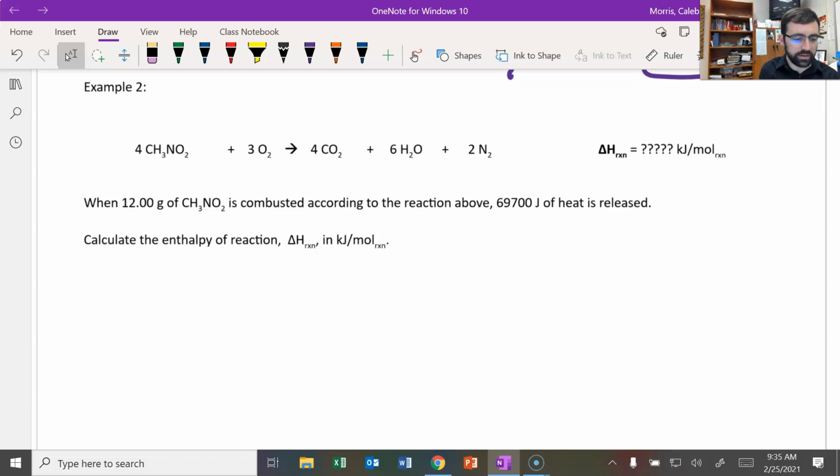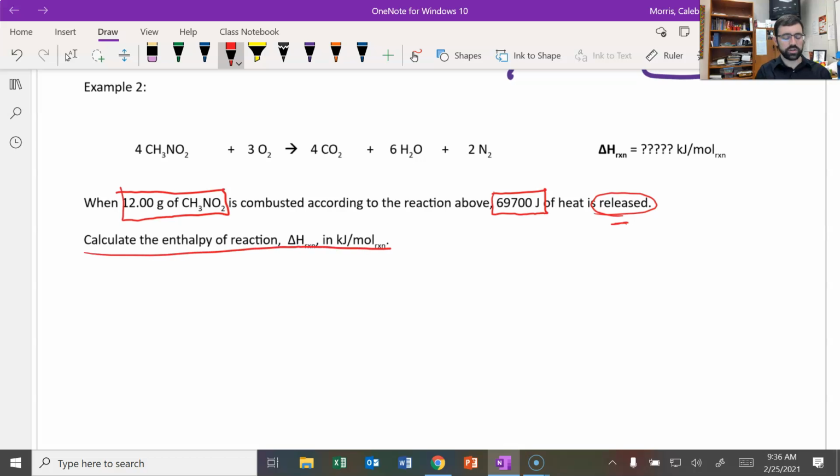All right, we've got 12.00 grams of CH3NO2. It's combusted according to the reaction above, and we end up with 69,700 joules of heat being released. Remember, that means it's a negative number. In this case, it wants us to calculate the enthalpy of the reaction in kilojoules per mole of reaction. So this may seem a little tricky at first, and it's a little different than anything we've done before. But I think you can handle it.